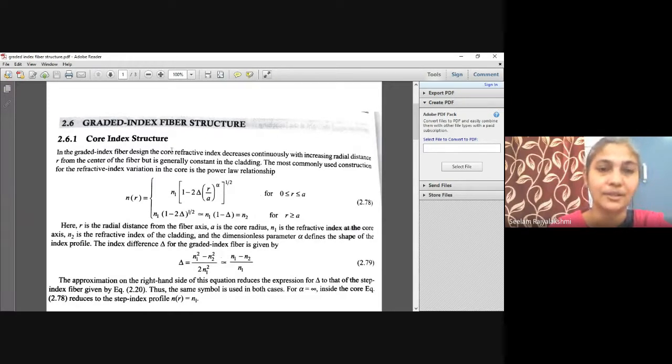So here, if we consider the refractive index of the core, it decreases continuously with the increasing radial distance r from the center of the optical fiber. That means in the case of the core, the refractive index decreases continuously with the increasing radial distance r from the center of the optical fiber. But the refractive index is constant in the cladding.